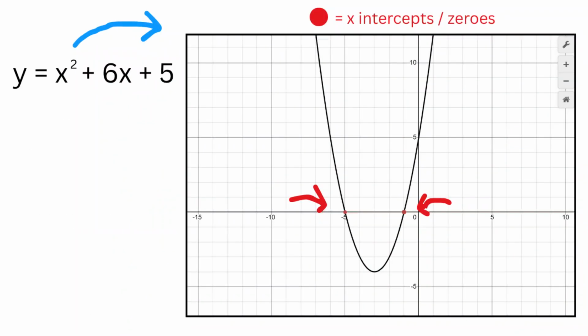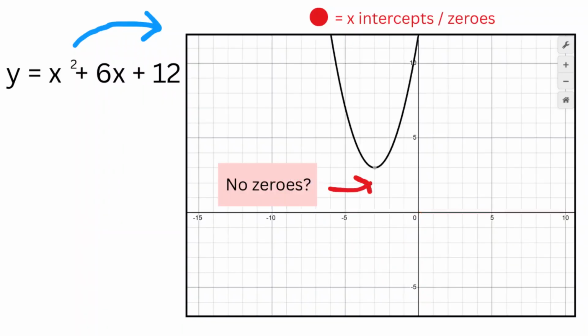Now, some very astute viewers might be wondering, if I move this quadratic up a little bit, wouldn't there be no zeros? And you'd be correct. If I move the quadratic up, it never intersects the x-axis, so there's no real zeros. We're not going to talk about imaginary numbers or anything like that in this video.